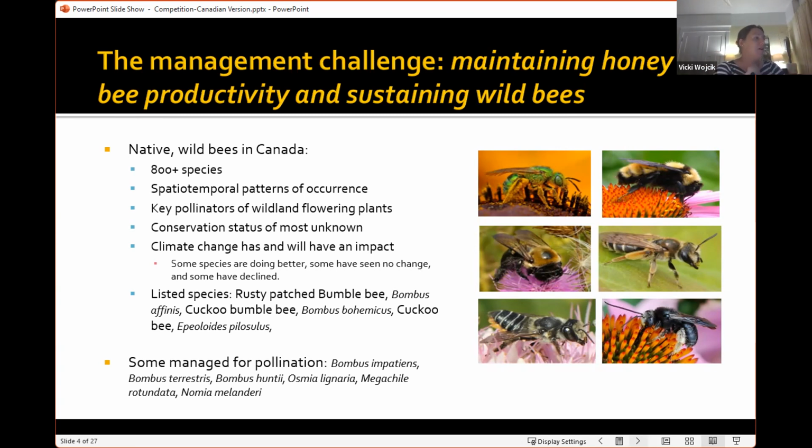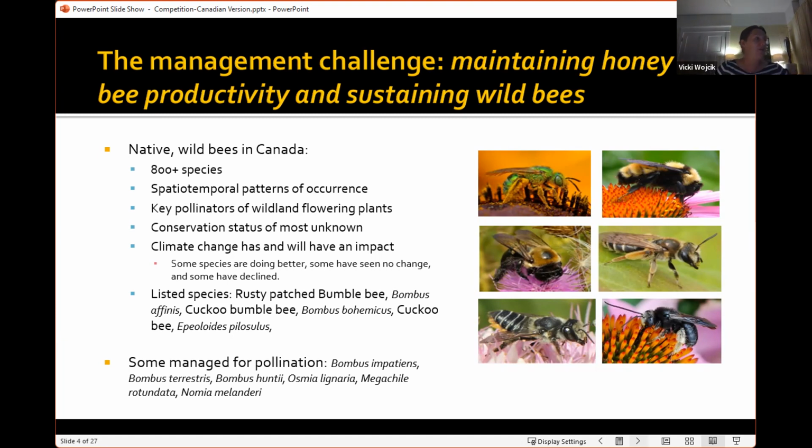And when we look at wildflowers, native wildflowers and wildland systems, they are the key pollinators of those plants. Another thing about the wild bees in Canada is that we really don't know their status. So we don't know their conservation status. We don't know if they're doing just great or struggling for the vast majority of them. And that's just a factor of there being more than 800 species, and only a handful have really been assessed.